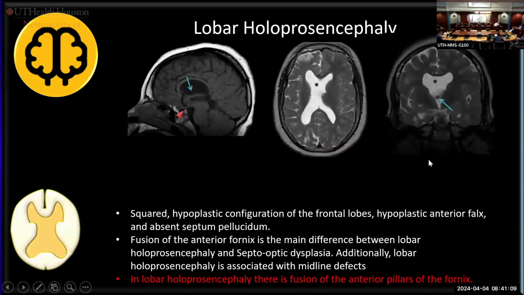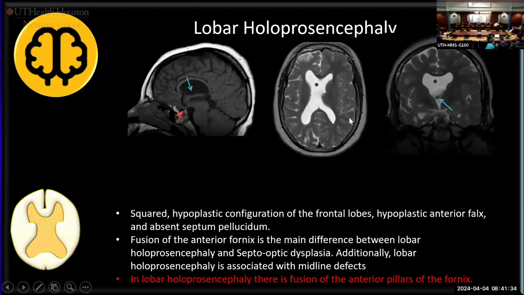And then this one, which I think is the toughest to diagnose, is lobar holoprosencephaly. It looks really like a normal brain. It's amazing. It looks like a normal brain, but then you see that there's no septum pellucidum. But one of the things that you have to look for is the fornix. If you see a fornix that is fused, this is one of the real signs that this is going to be lobar holoprosencephaly.